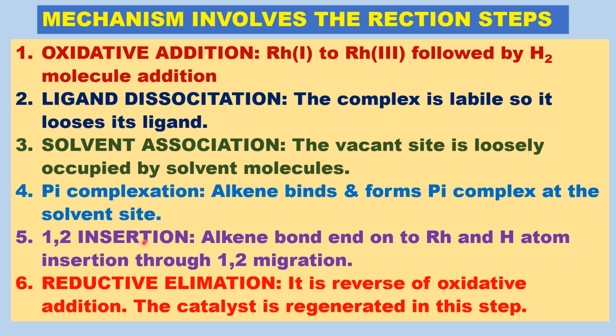Then 1,2 insertion. In the pi complex formed, one end of the alkene carbon is covalently bonded to rhodium, and hydrogen atom insertion occurs through 1,2 migration as explained in the previous slide. Reductive elimination is the reverse process of oxidative addition. The catalyst is regenerated in this step.